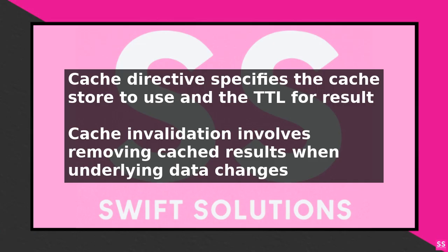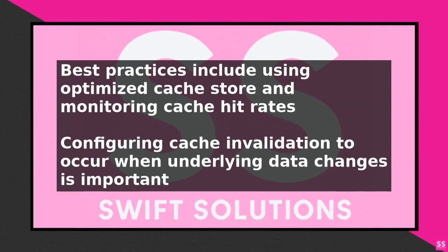Best practices for configuring Amplify GraphQL API caching include using a cache store that is optimized for your use case, configuring cache invalidation to occur when the underlying data changes, and monitoring cache hit rates to optimize cache performance. By following these best practices, you can effectively configure Amplify GraphQL API caching to improve the performance of your application.